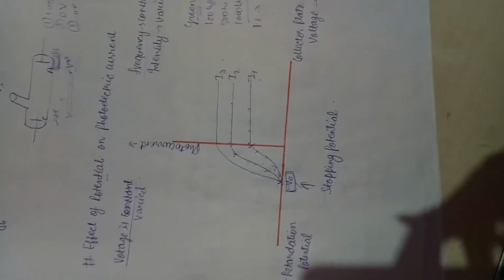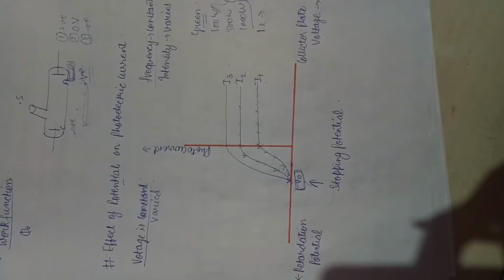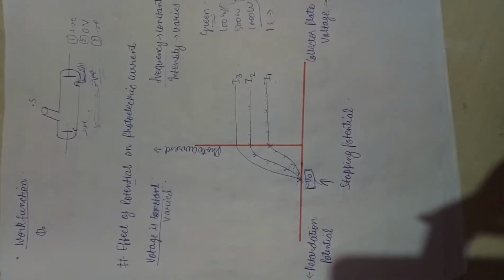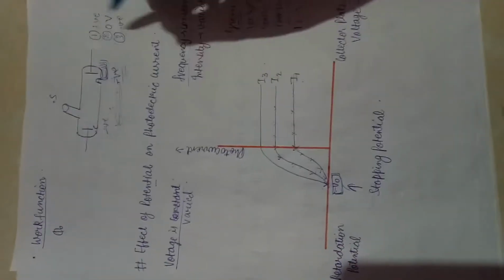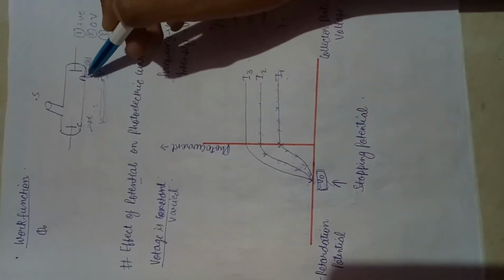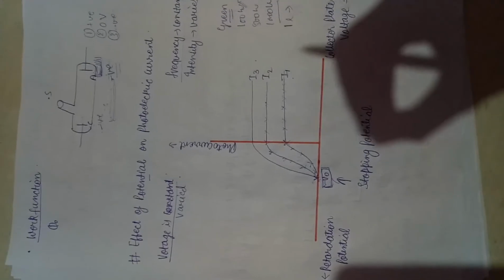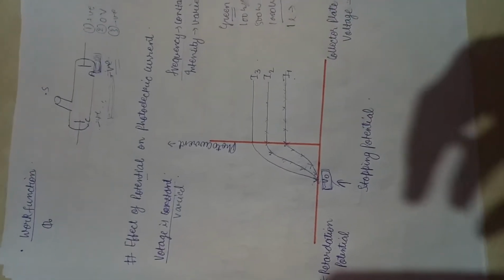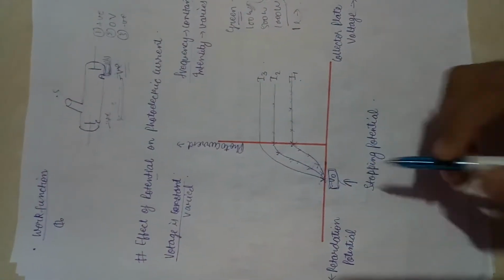Now let me discuss something about this cutoff or stopping potential. What is this? This is the negative potential denoted by V naught. It is the minimum value of potential that is given to plate A, which is also known as the collector plate or anode, so that the value of photocurrent becomes zero. So this is all about the stopping potential.